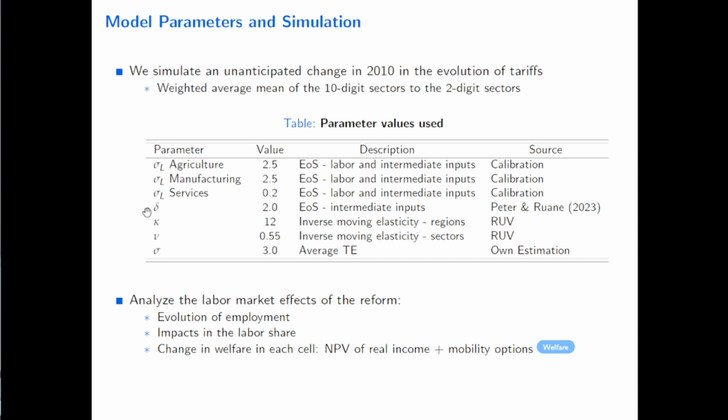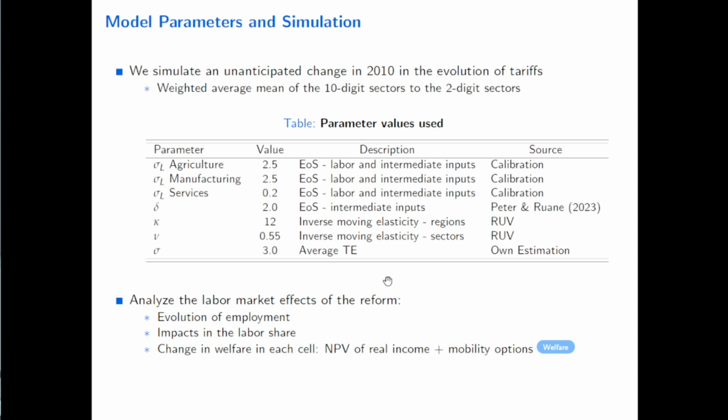Then we can use a Cobb-Douglas production function in the lower nest, but we use an estimate from Peter and Ruan. Alessandra Peter has a paper that studies the impact of not the elasticity of substitution between labor and intermediate inputs, but just across inputs. And she finds that this can generate large effects in the gains from trade. They calibrated that parameter for the Indian economy, and they found 2, so we're going to use that too. And for the inverse elasticity to move across regions and across sectors, we're going to use the estimates from Rodriguez, Claire, Ulati, and Vasquez. And for the trade elasticity, we're just using the average that we find, which is 3.